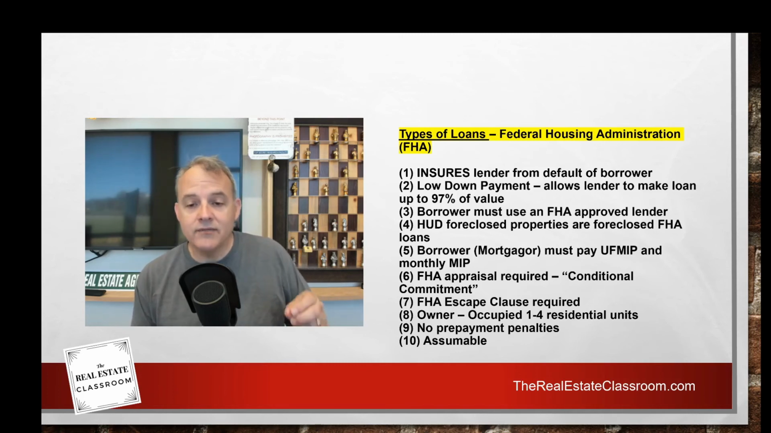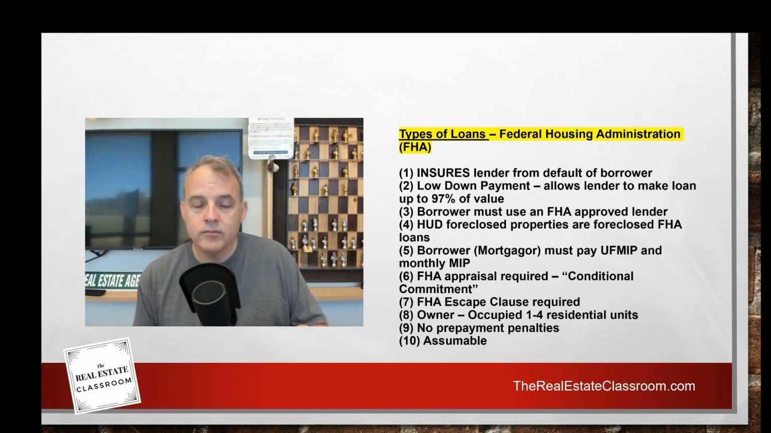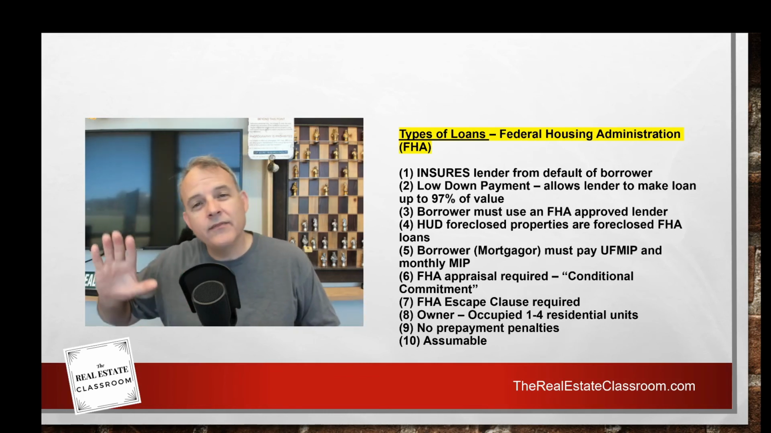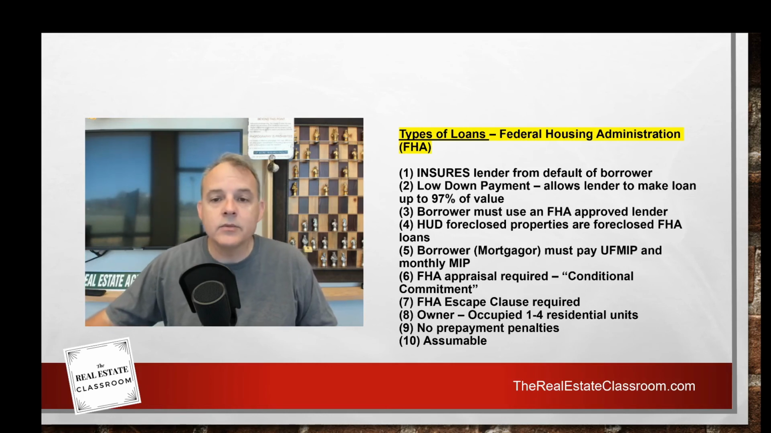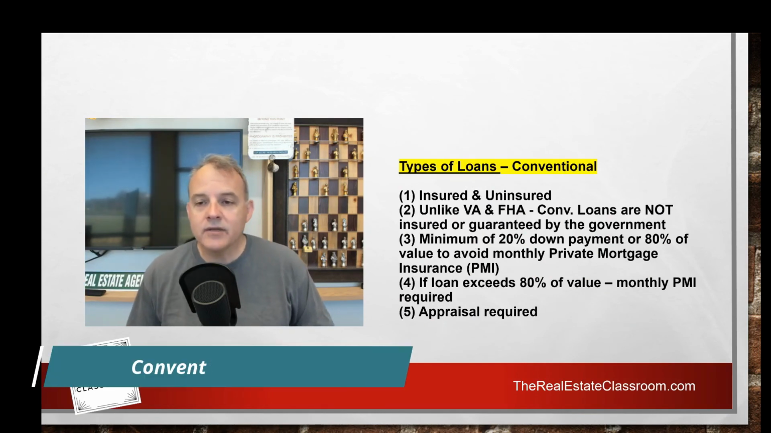And just like VA loans, FHA loans are qualifying assumable loans, meaning whoever's going to assume the existing loan, they have to meet all the FHA requirements before that'll happen. I'm going to do a different video on how assumable loans work, but you have to know that they are qualifying assumable. Last type of loan I'm going to talk about is conventional loans.